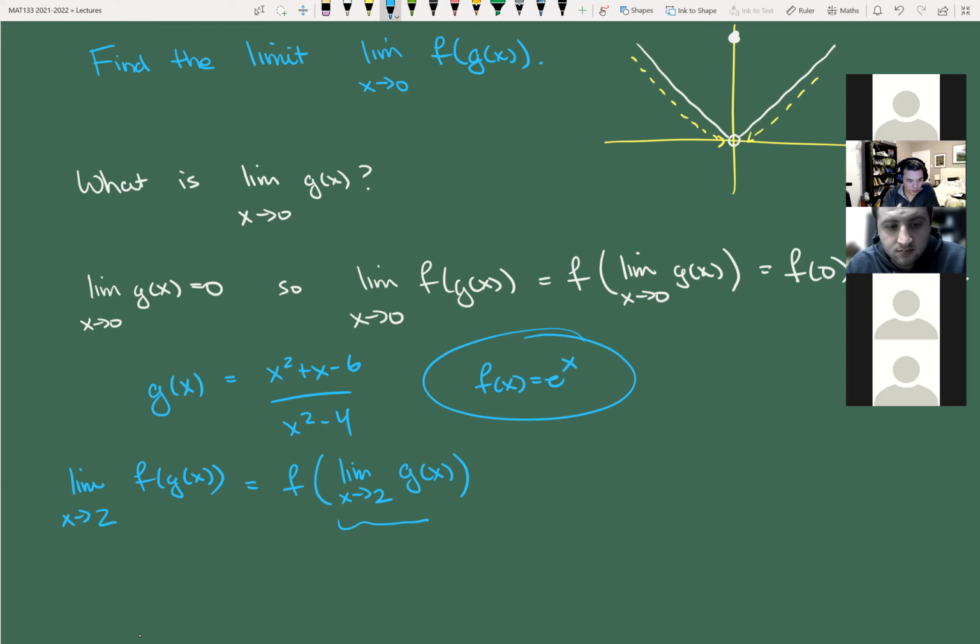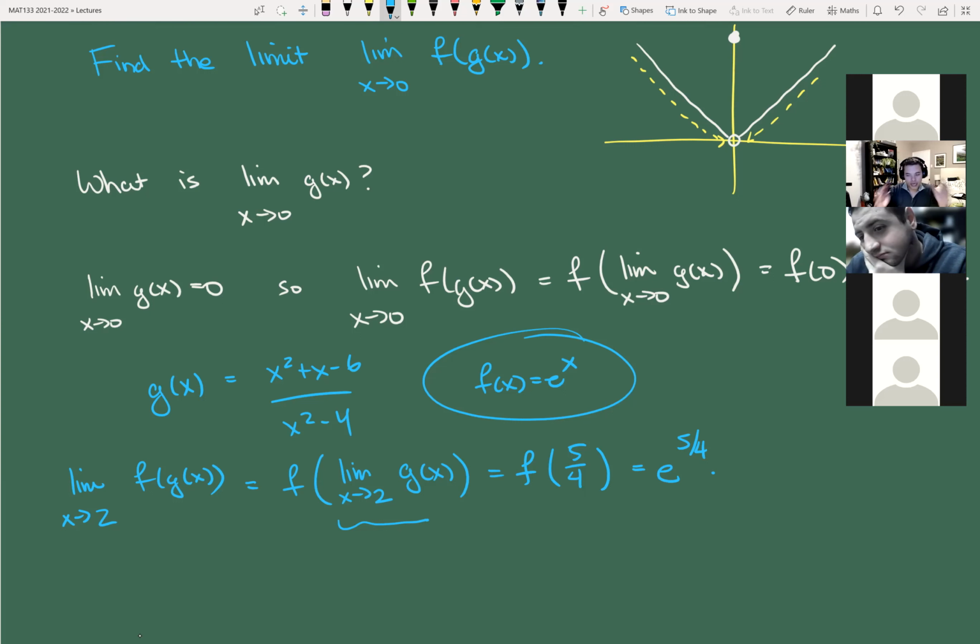And as x approaches 2, Connie, what does that become? 5/4. Right. So does that make sense? Does everyone see that's the purpose of this question? It tells you that if the outside function is continuous but the inside function isn't continuous, that doesn't mean the world is over.